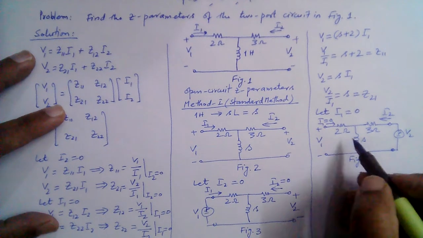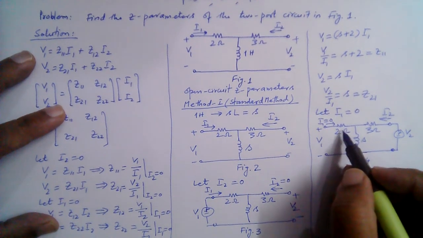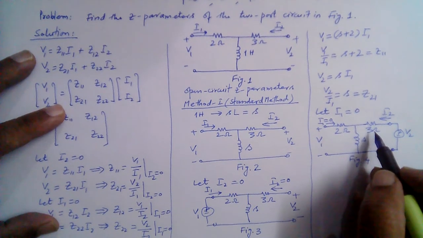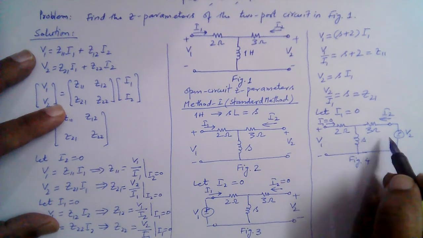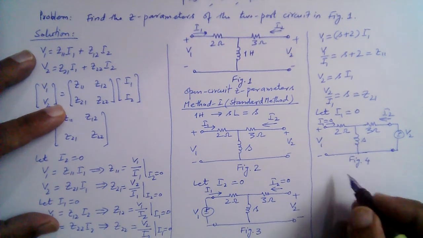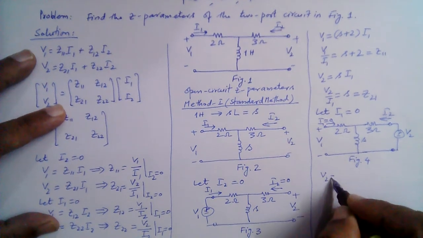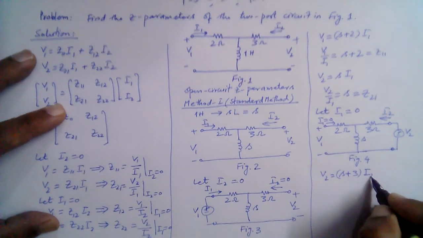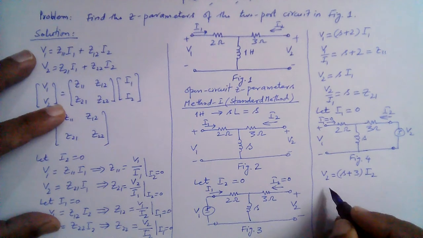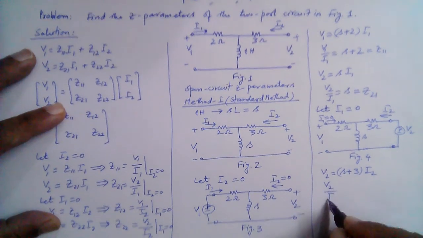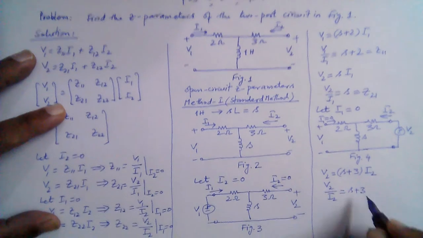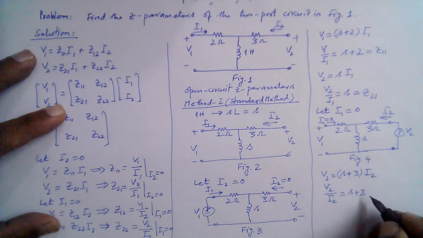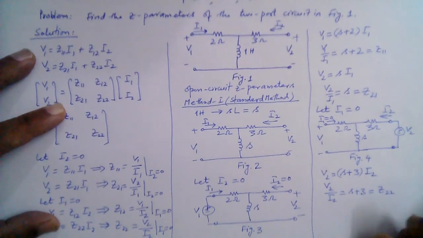Now there is no current flowing through this 2 ohm resistor. So this inductor S and this resistance 3 ohm are in series now. All the voltage drop is across these two impedances. So in this case, V2 is equal to S plus 3 into I2. Then V2 divided by I2 is equal to S plus 3. And V2 divided by I2 is equal to Z22. So this is Z22.